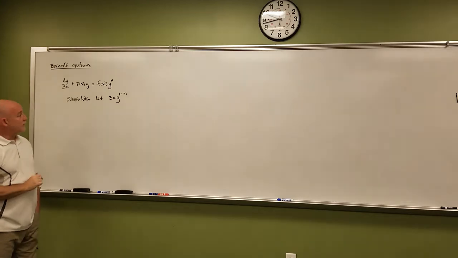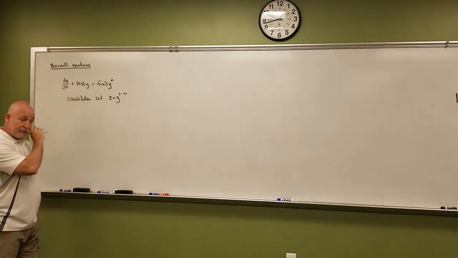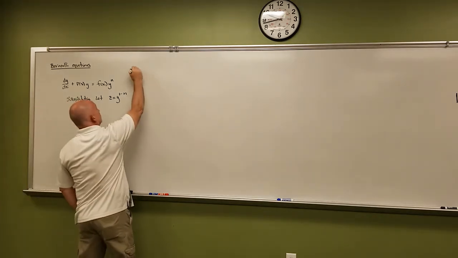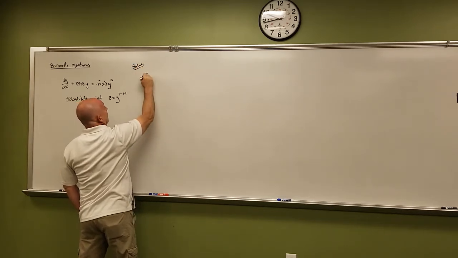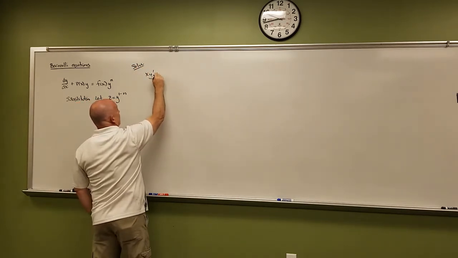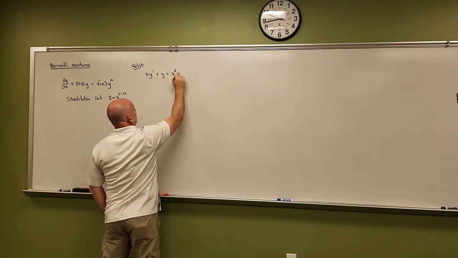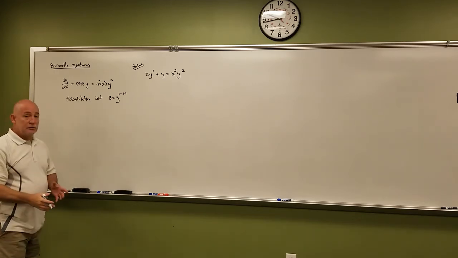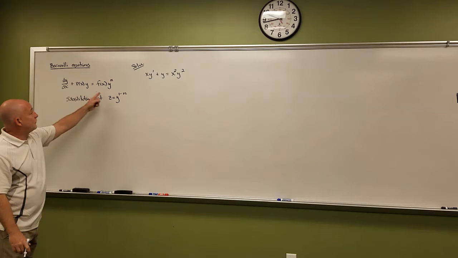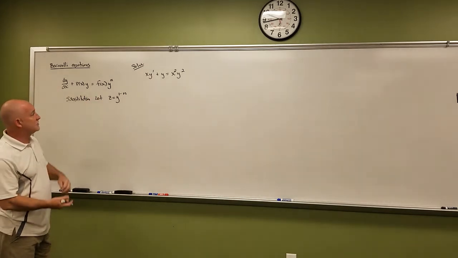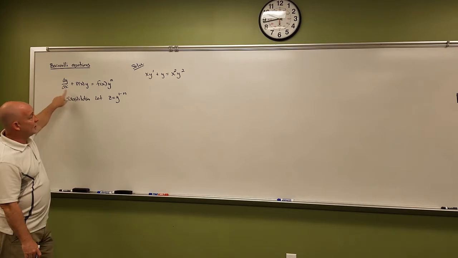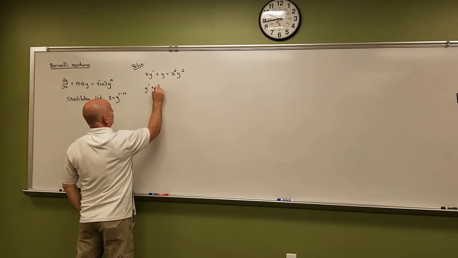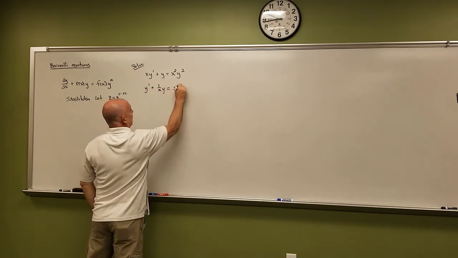So let's take a look at a very, very straightforward example and see how this substitution is going to work. Let's say I had x y prime plus y is equal to x squared y squared. The directions for this are just to solve. Before we go doing any type of substitution, you always want to put it in the correct form. At least for our first order linear and most of our differential equations this semester, we want the highest derivative to be by itself, which means I want to divide through by x. So this will be y prime plus 1 over x times y is equal to x y squared.